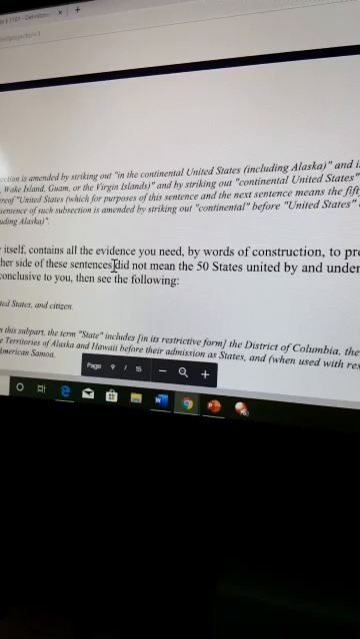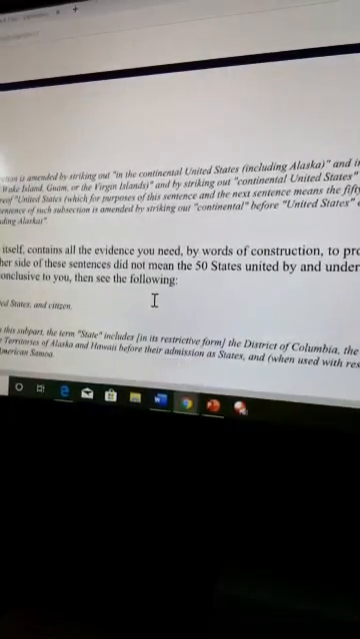The fifth sentence of such subsection is amended by striking out "continental" before "United States" each time it appears therein, and by striking out "including Alaska." This one section all by itself contains all the evidence you need, by words of construction, to prove that the term United States on either side of these sentences did not mean the 50 states united by and under the Constitution. If that is not conclusive to you, then see the following.